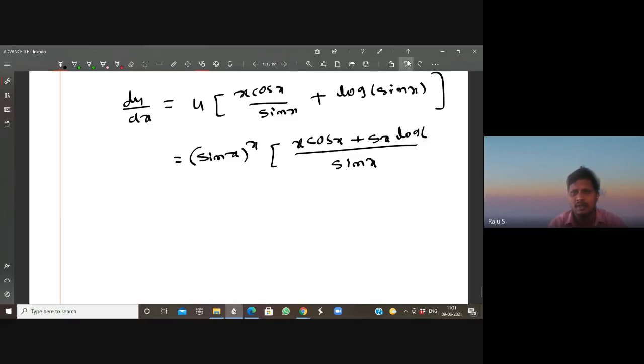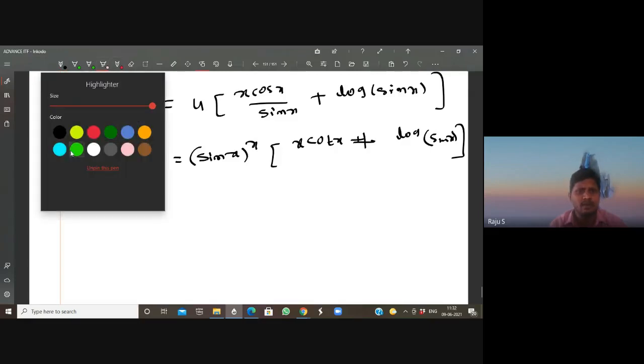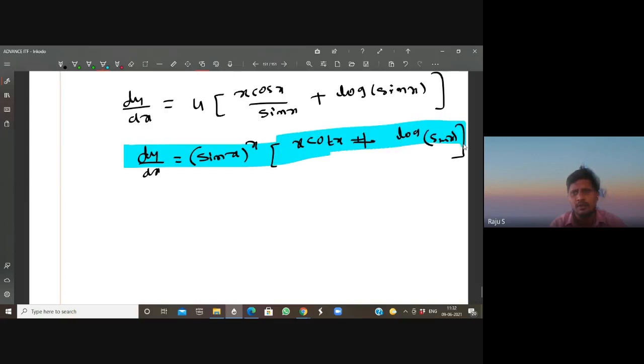Okay, here the book back did not give sin x. Okay, cot x, cos by sin is cot x. Log of sin x is not even required here. Right, this is the du by dx. In the same way, we have to take v and then find dv by dx.